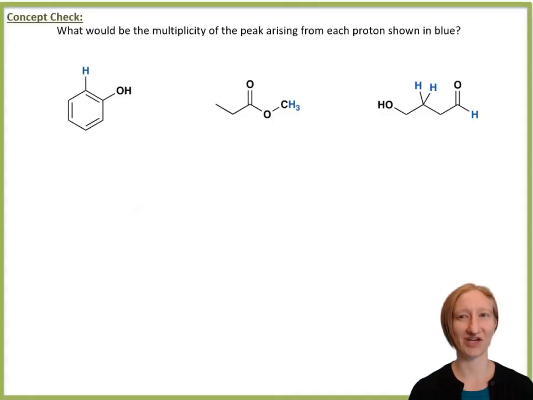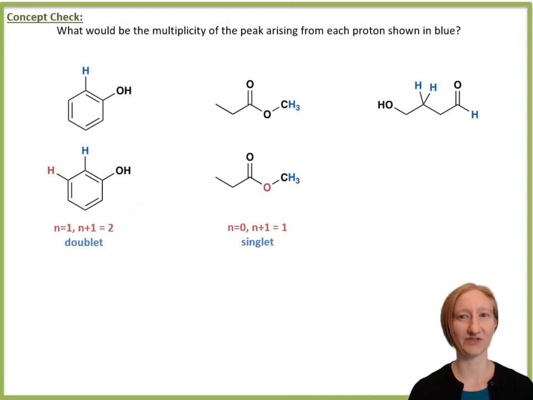Now let's try a concept check. Predict the multiplicity of the peak arising from each proton shown in blue. In the first case, that proton has only one neighboring hydrogen, so we would predict it to be a doublet. In the second example, the methyl group is bound to an oxygen, so there are no neighboring hydrogens, and we would predict a singlet. In the last example, the two hydrogens of the CH2 group are next to four other hydrogens. N is 4, so N plus 1 is 5. We should predict a quintet.